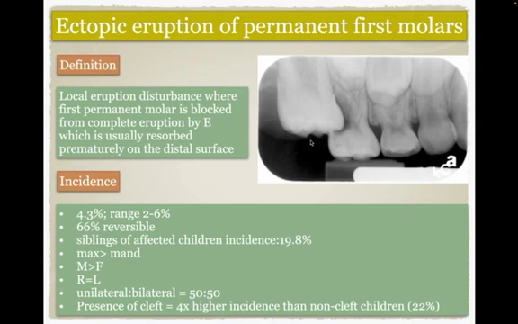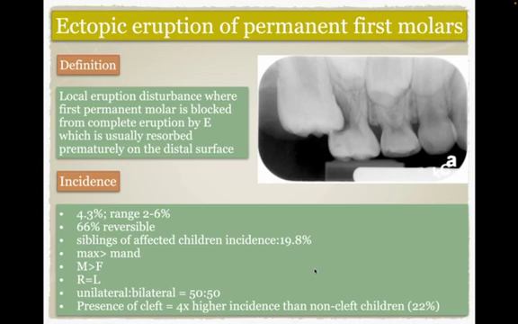There is a high incidence of siblings being affected, in 19.8% of the cases. Again, that indicates that we have a genetic factor. Maxilla is affected more than the mandible. Males in this case are affected more than females. Right and left side are the same. Unilateral and bilateral is 50-50.